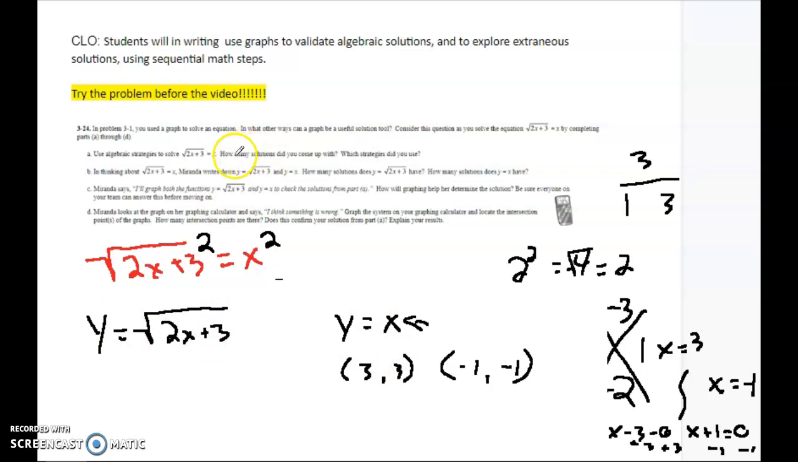So the question's asking how many solutions did I come up with? Well, I came up with 2 solutions, right? 3 and negative 1, or these points. These are the points I came up with. So the next question says, in thinking about square root of 2x plus 3 equals x, Miranda writes down y equals this and y equals that, which is what I just did. How many solutions does this equation have?